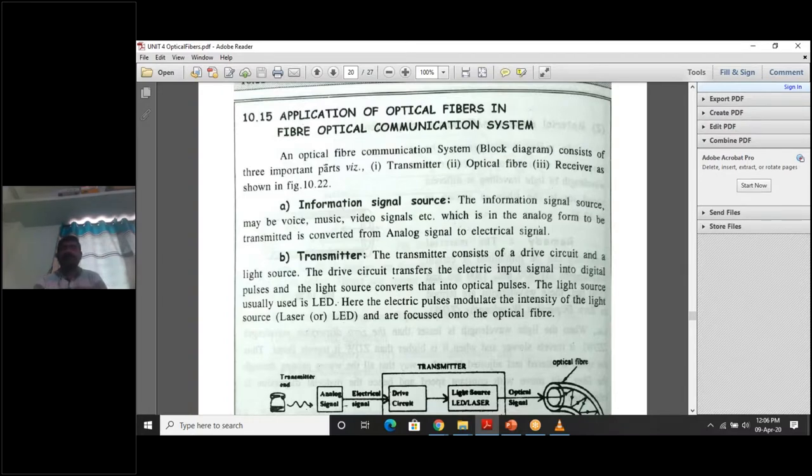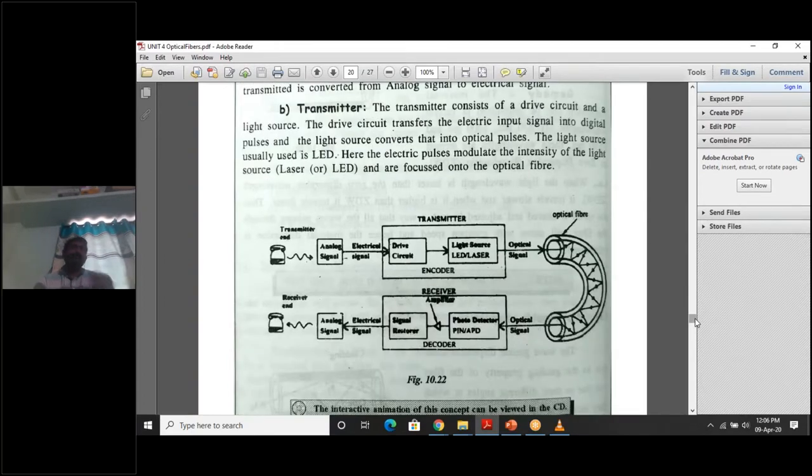How is it used? For example, this is a telephone. You are here, and your friend is here. If you dial his number on this phone and he receives the call, what happens in between you and your friend?